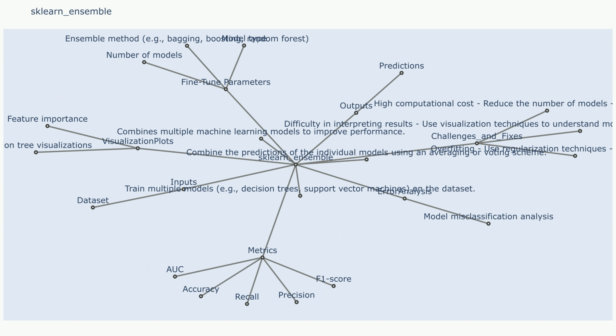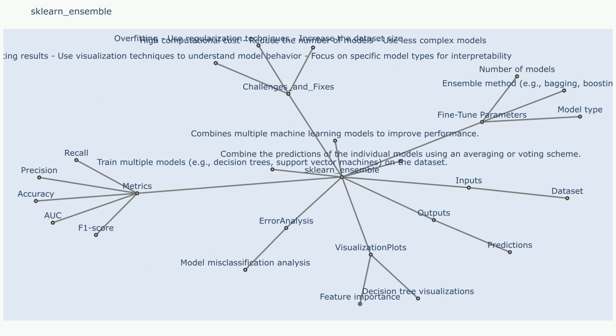Fixes to challenge 1. Reduce the number of trees, n_estimators. Limit the maximum depth of trees, max_depth. Or use techniques like cross-validation to monitor for overfitting during training.